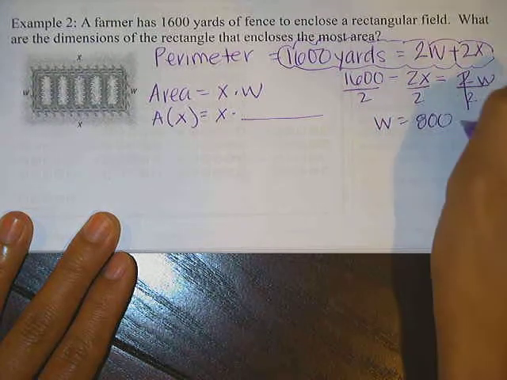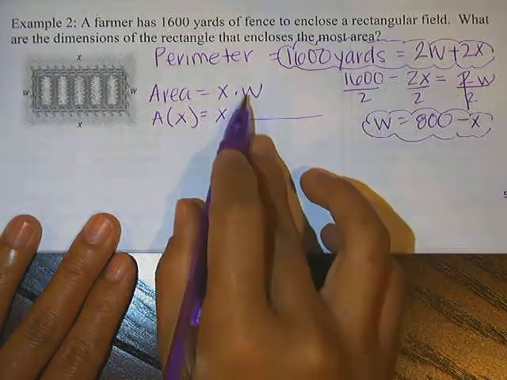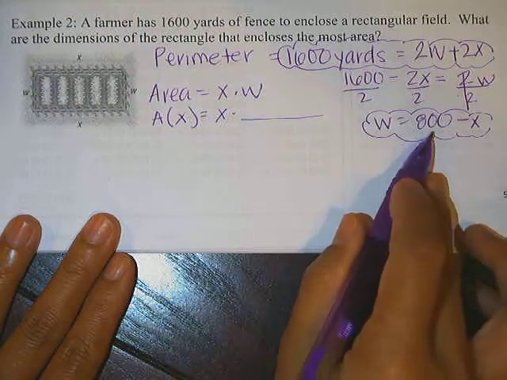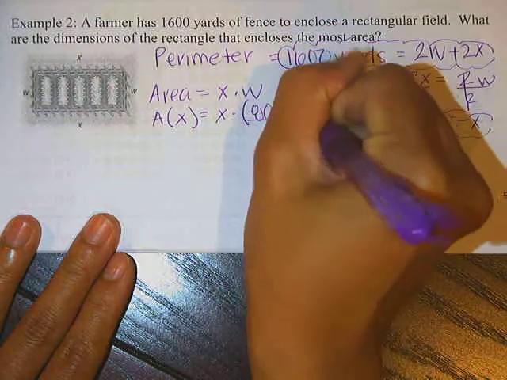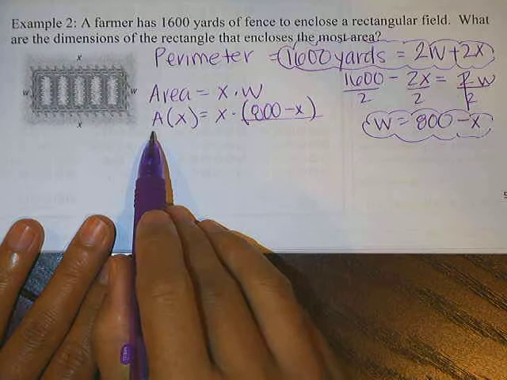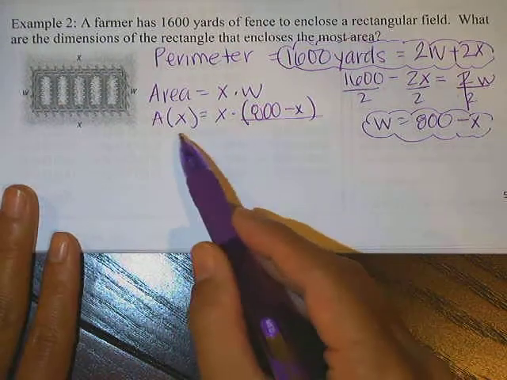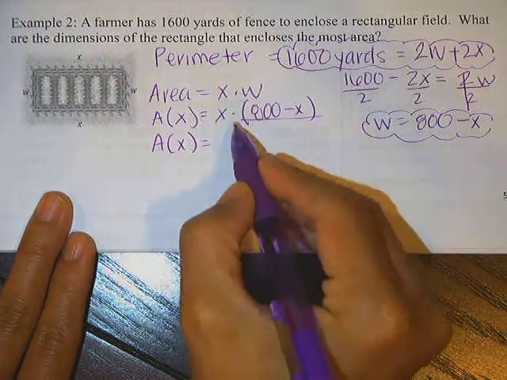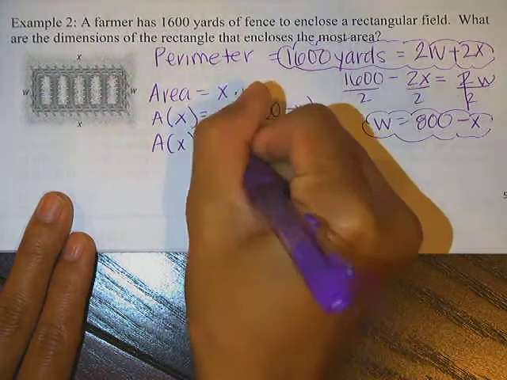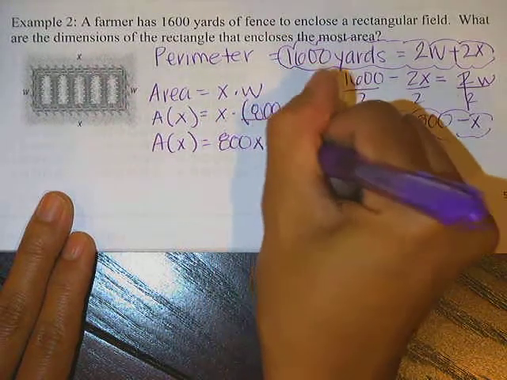2x divided by 2 is going to be x. So this is what w is. Okay, so substituting this w for that, 800 minus x. And yes, you can write an equation for A of w. It doesn't really matter which variable you're writing it for. So area in terms of x equals, distribute x times 800. It's 800x. x times minus x is minus x squared.